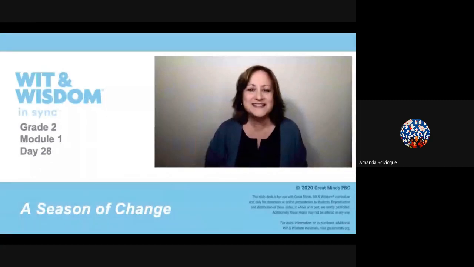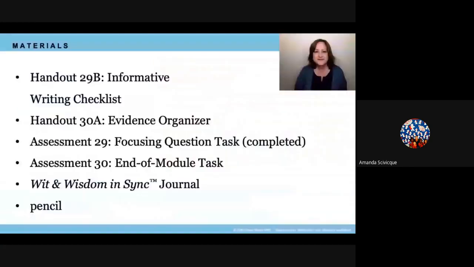Let's see what we need for today. Today you'll need handout 29B, the informative writing checklist, handout 30A, which is an evidence organizer, assessment 29, which is the focusing question task that you already completed, assessment 30, the end of module task, your journal, and your pencil. So please pause here to gather what you need and just hit play when you're ready to continue.